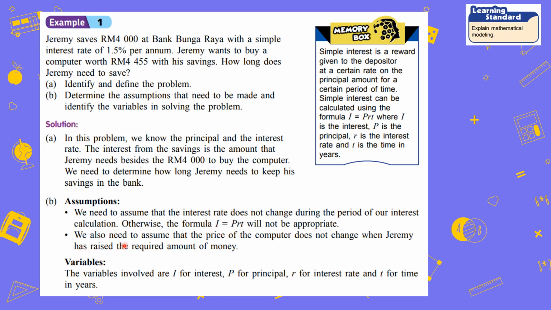We also need to assume that the price of the computer does not change when Jeremy has raised the required amount of money. So by the time he wants to buy, the price of the computer is the same. Then what are the variables involved in this problem? The variables involved are I for interest, P for principal value, R for interest rate, and T for time in years.